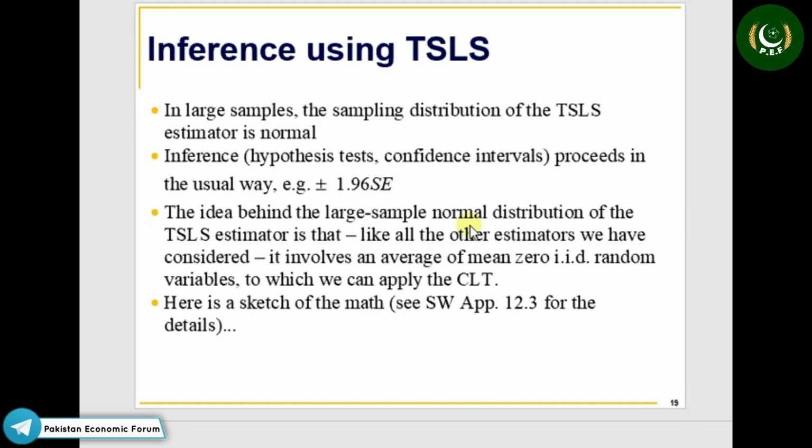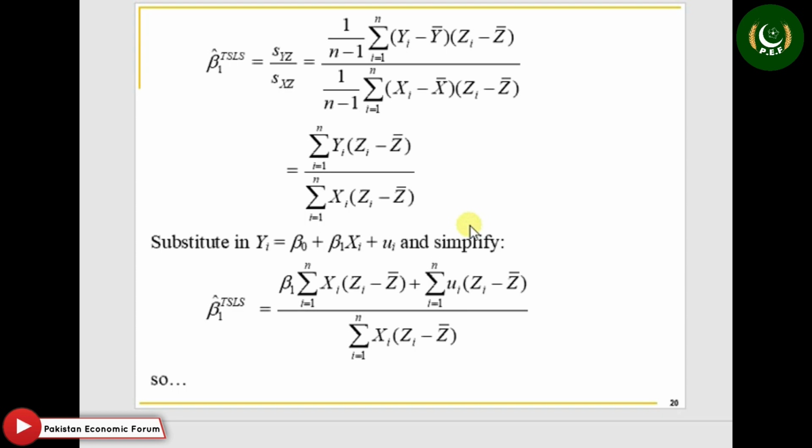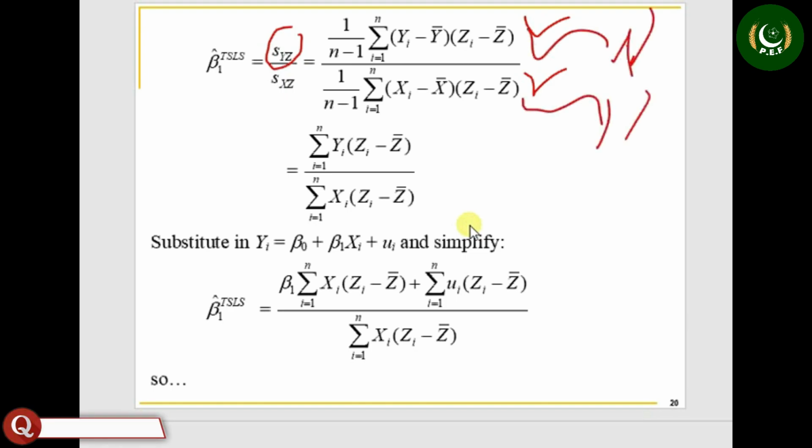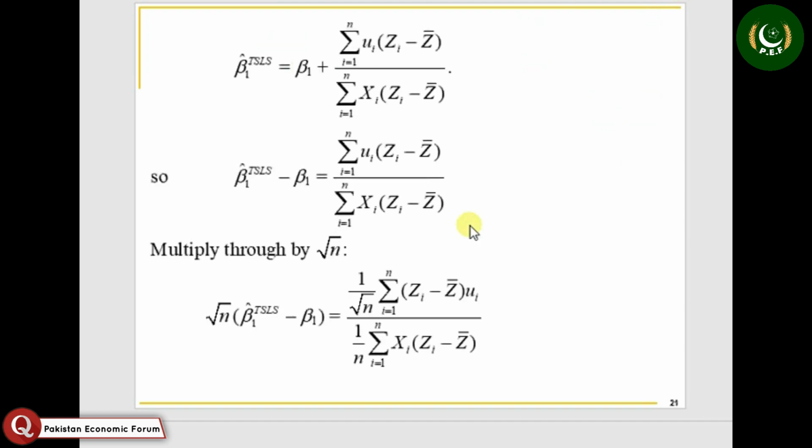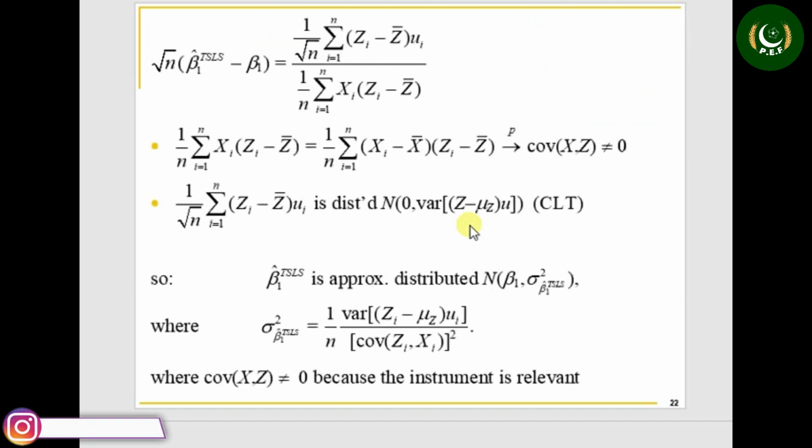Okay, let's talk about inference. Inference about 2SLS is very simple. For large sample theory, the central limit theorem comes into play, and your standard statistical inference for large samples is the same as for multiple linear regression models. You see, this is SYZ, which is a sample mean, and sample means follow a normal distribution by the central limit theorem. So our standard statistical inference will remain the same: beta hat 2SLS follows a normal distribution with mean beta 1 and variance beta 2SLS.